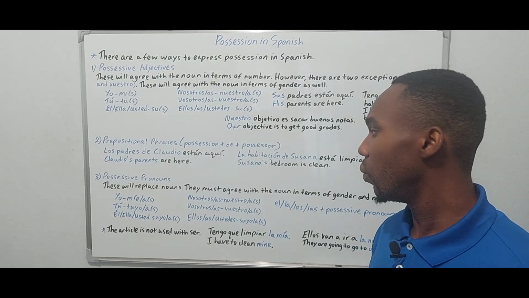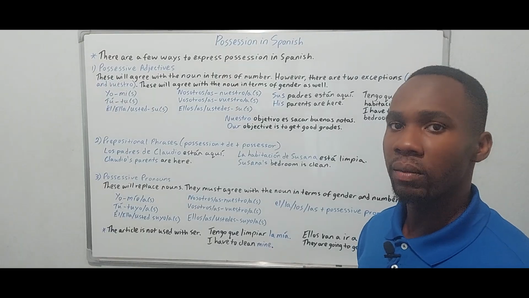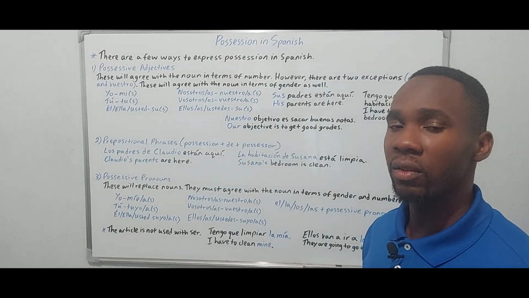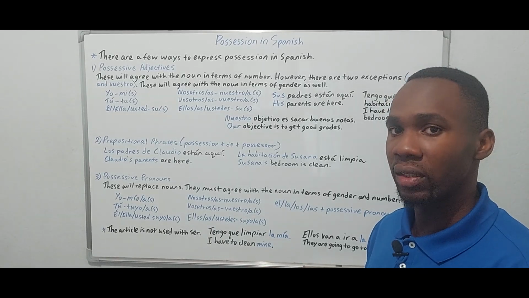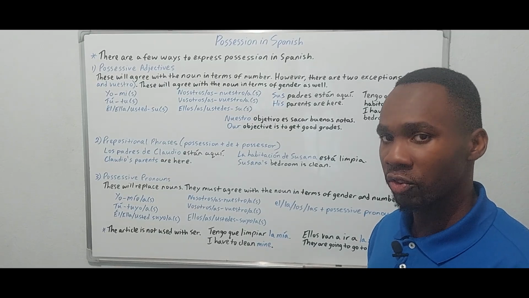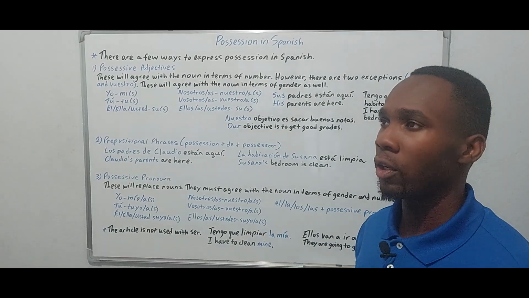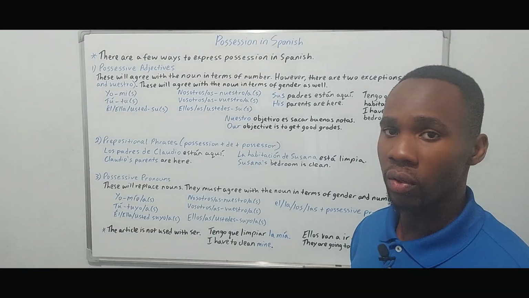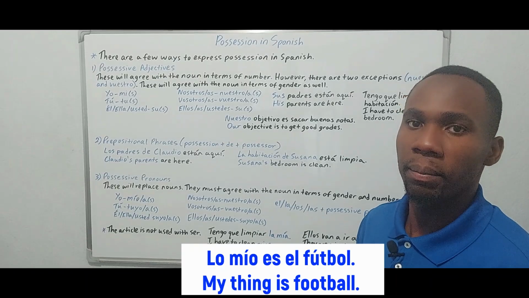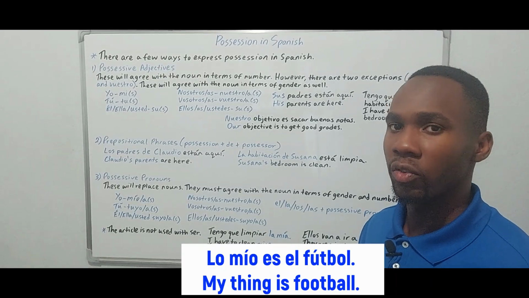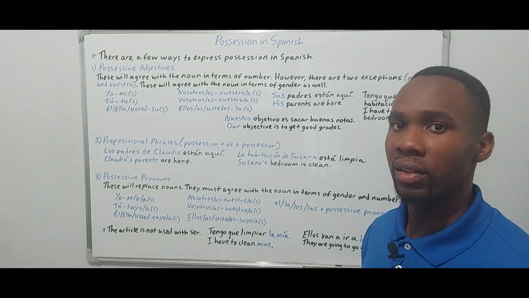Also, there's the neuter pronoun, which is lo. If we want to reference something that is abstract, non-specific, or undefined, we use lo, right? And of course, it does not refer to a masculine object. It is abstract, non-specific, or undefined. So, for example, if I say lo mío es el fútbol, that is basically saying my thing is football. Like I have a passion for football. So we usually use that when we're talking about passions too.